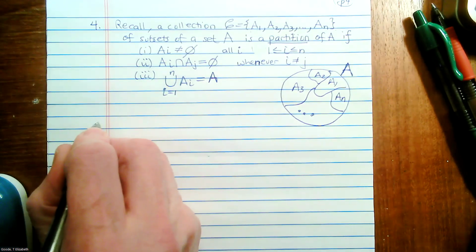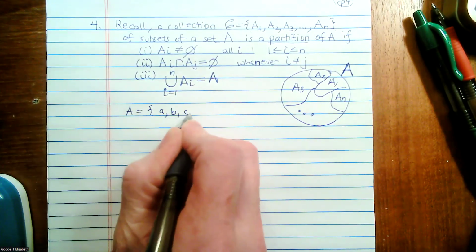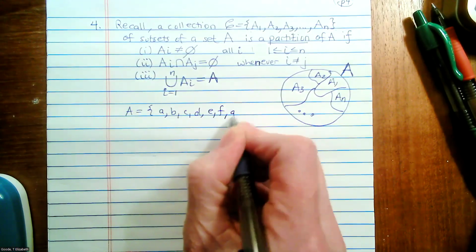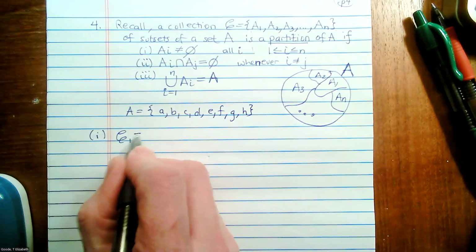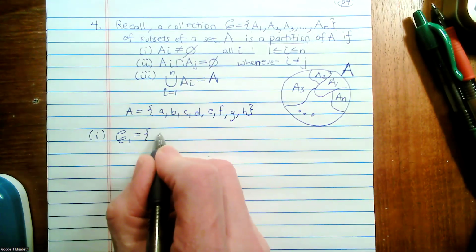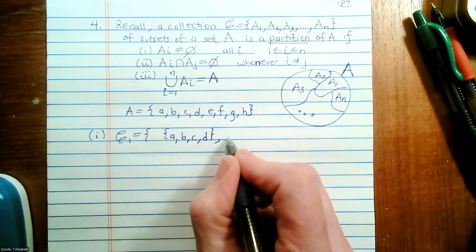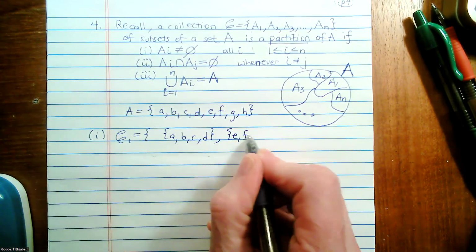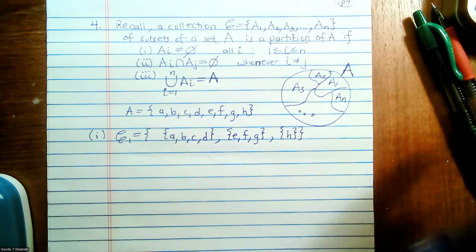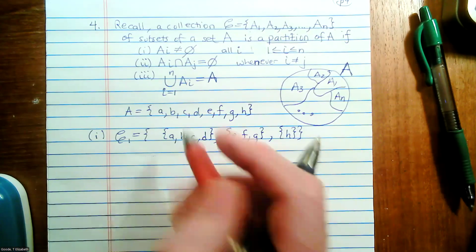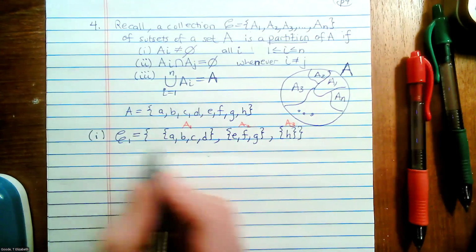So we're given a finite set A. It's just got the alphabet letters A, B, C, D, E, F, G, and H. And we're given some collections. So A1 is the set containing A, B, C, and D. A2 is the set containing E, F, and G. And A3 is the set that just contains H. So that's our first collection, okay? I'm just writing it a little bit quicker. This is A1, this is A2, and this is A3. And the question is, is it a partition of A?